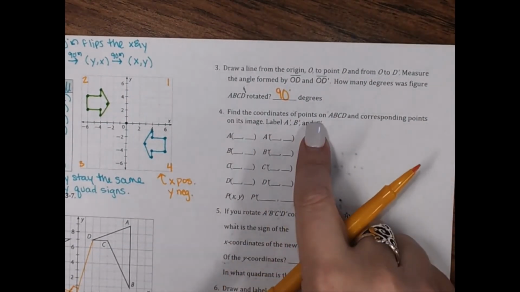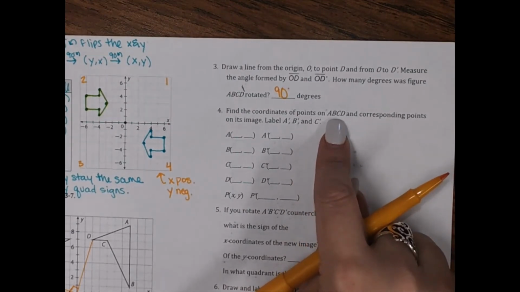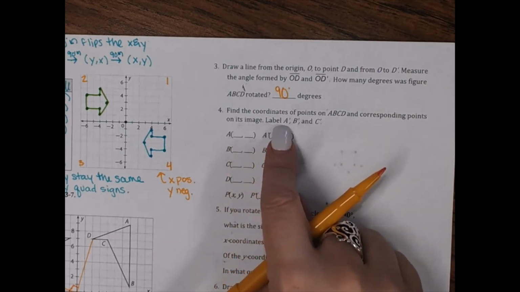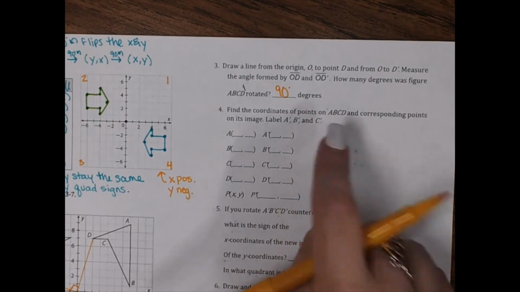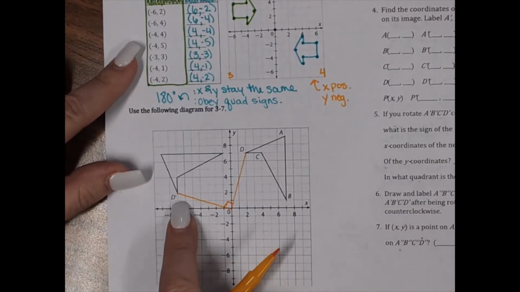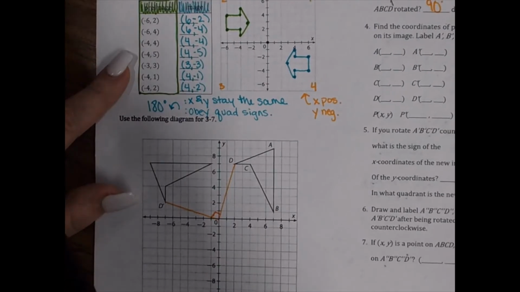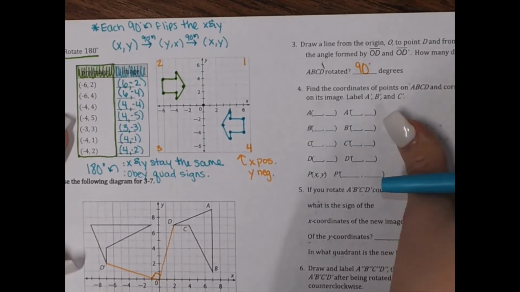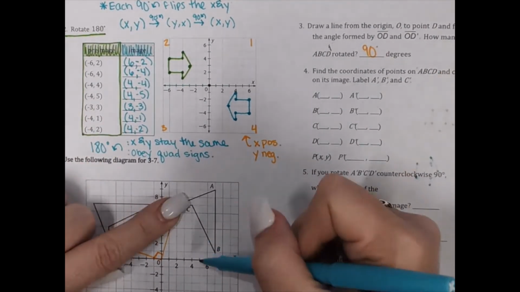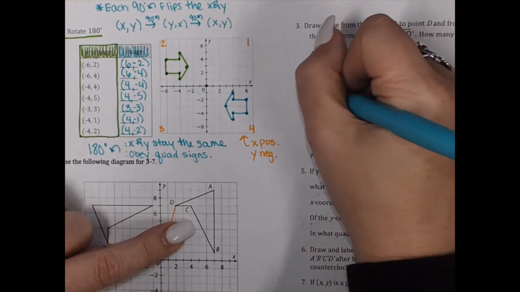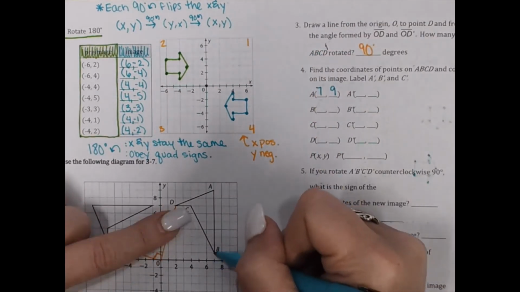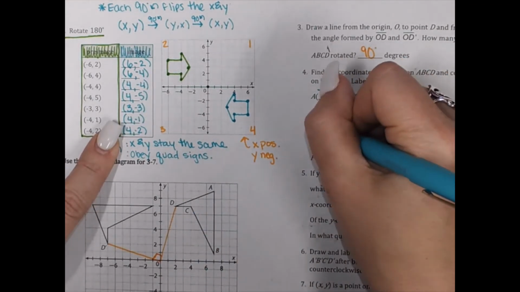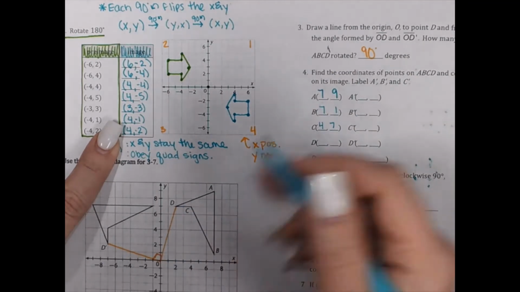All right, so we want to find the coordinates of the points on the pre-image ABCD, and the corresponding points on the image that's labeled, and label the points A prime, B prime, and C prime. So D prime has already been done for us. So let's go ahead and find out what our original points are. So the point A is at 7, 9. B is at 7, 1. C is at 4, 7, and then D is at 2, 7.